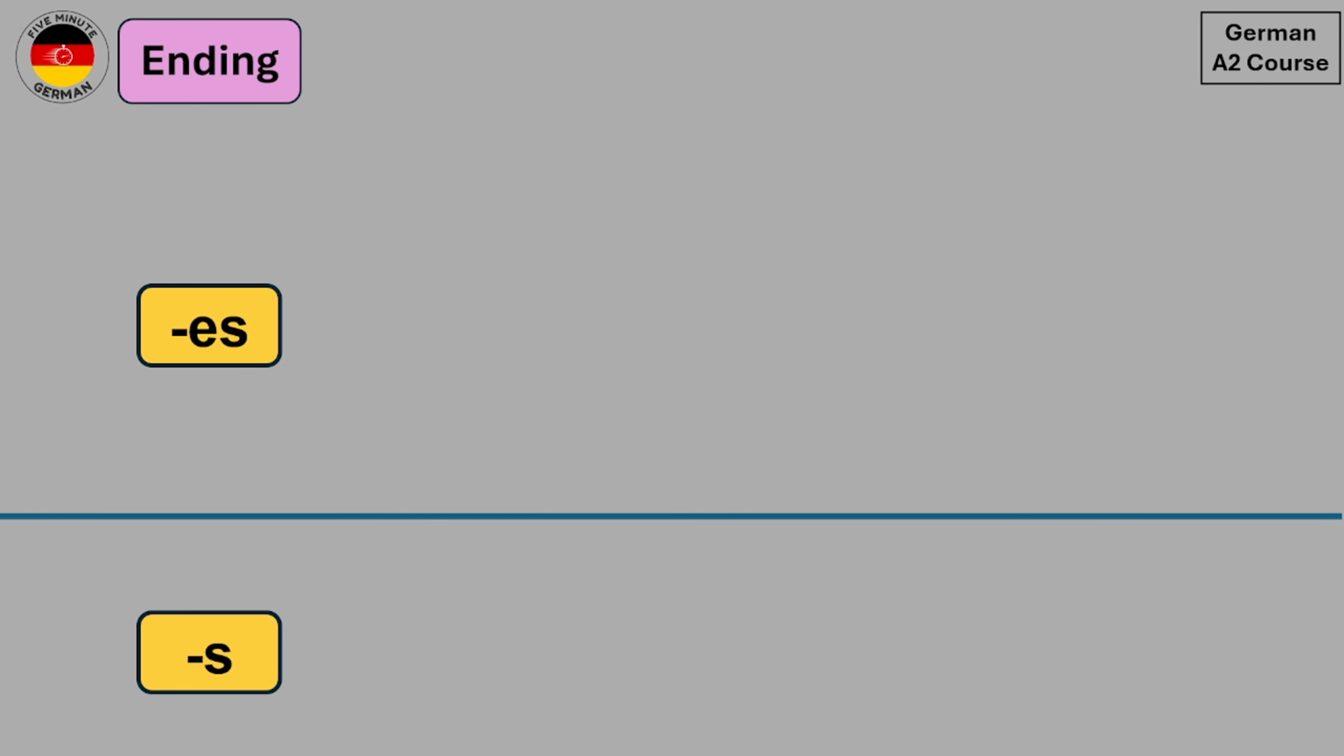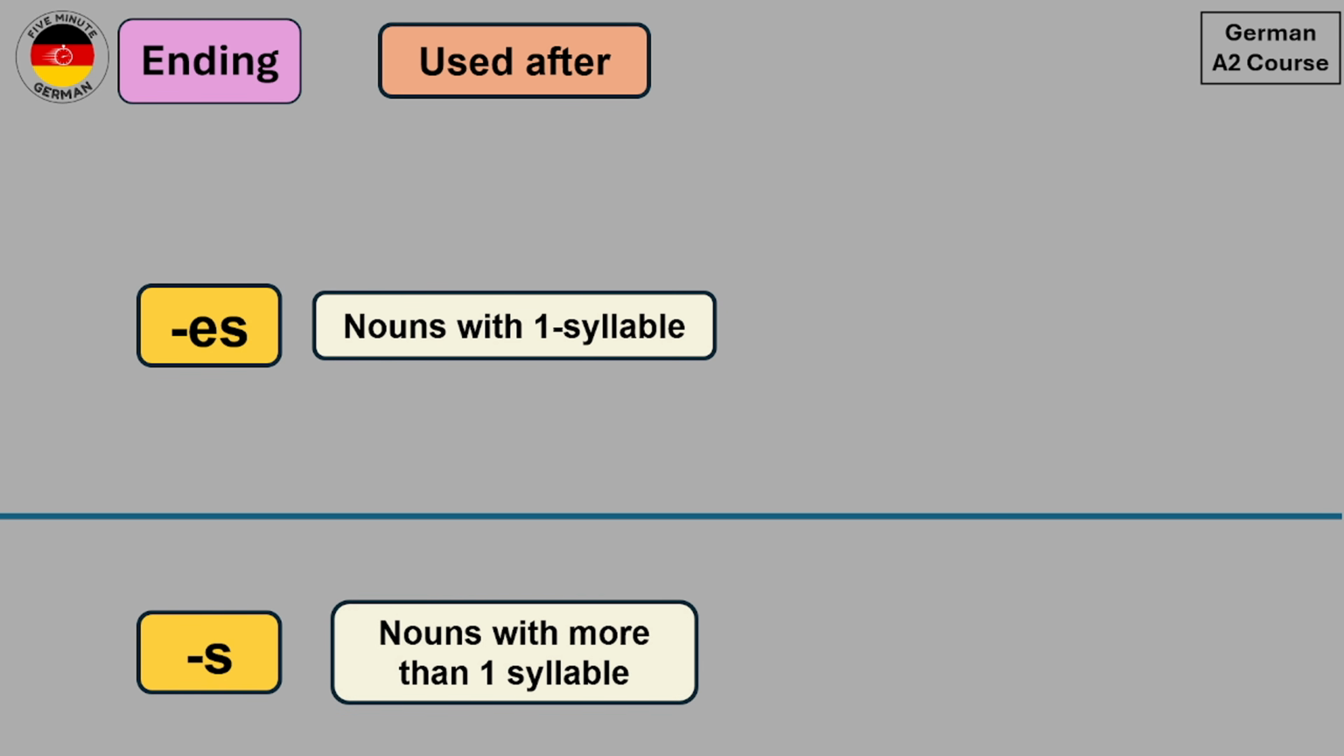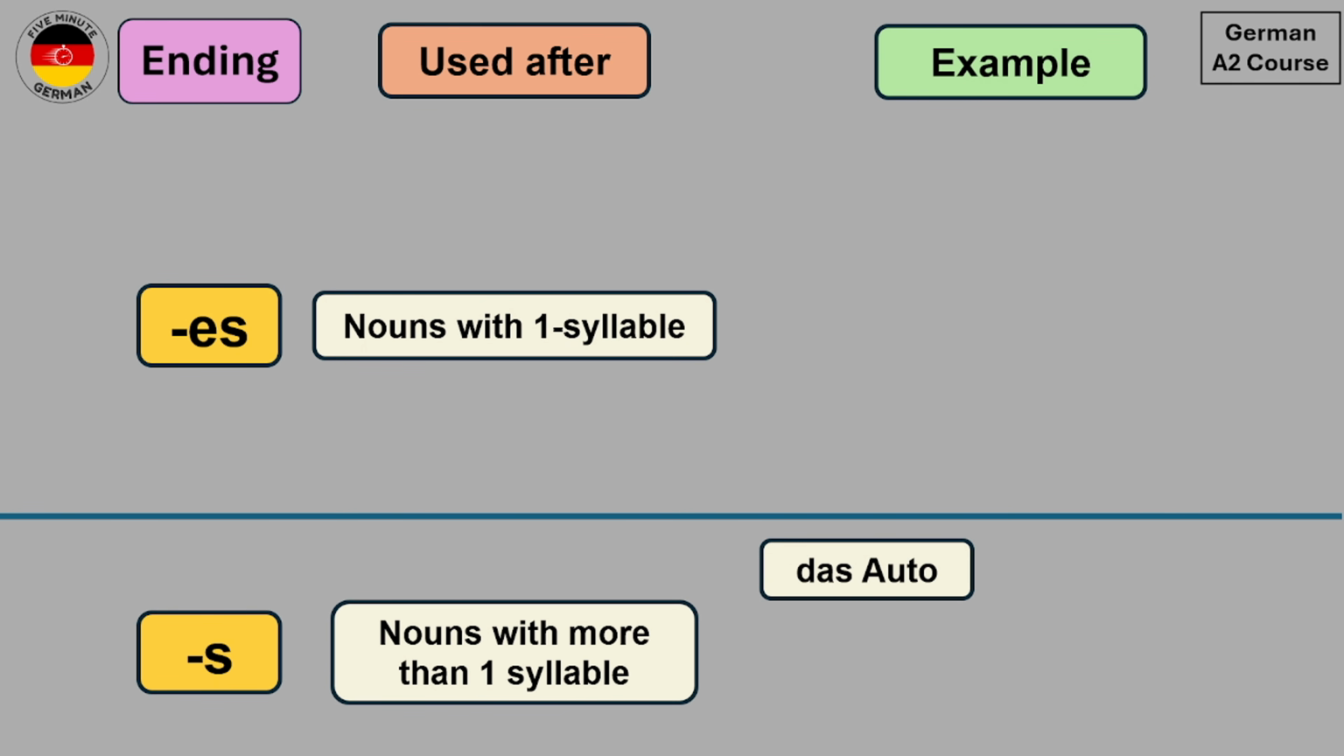So the ending es is used after nouns which have only one syllable, whereas the ending s is used after nouns with more than one syllable. Now let's understand this with a few examples. So we have the noun over here which is das Auto. Now the word Auto is a noun which has two syllables. This is because when we pronounce it, we pronounce it in two parts. The first is au and the second is to. So this is why it is a two-syllable word.